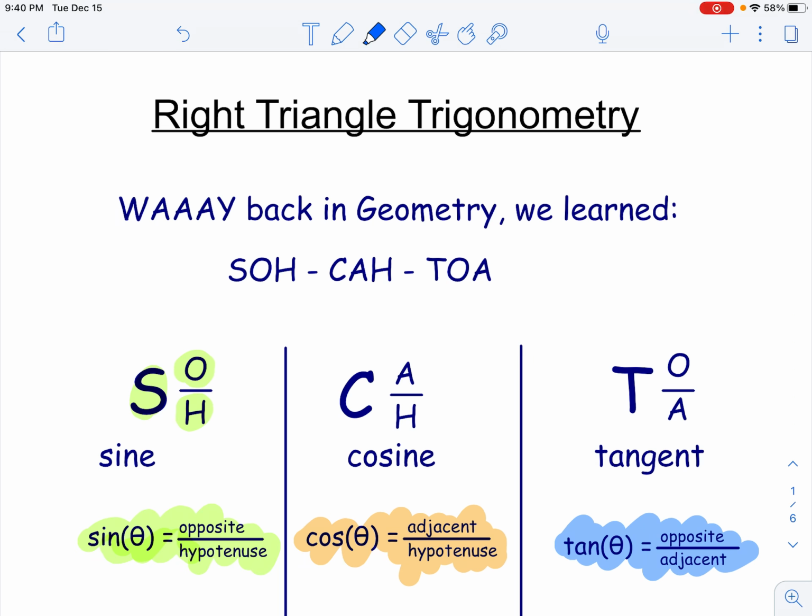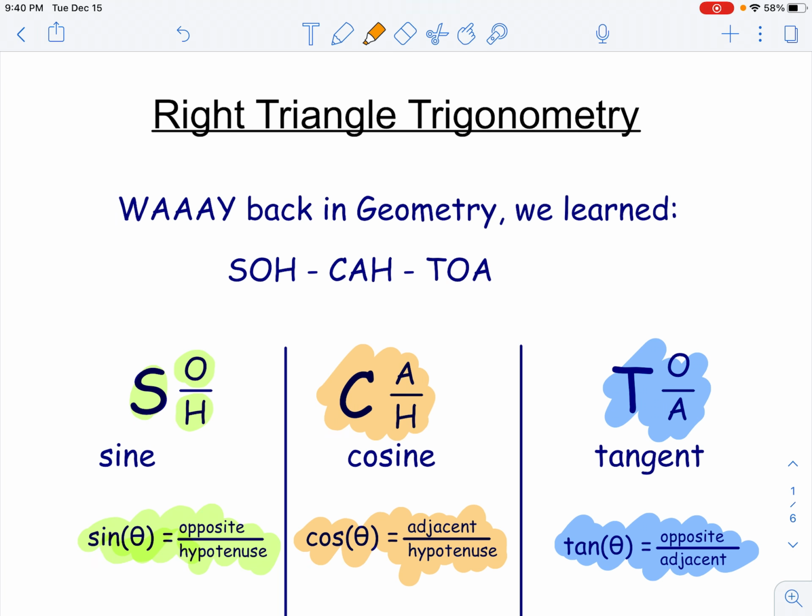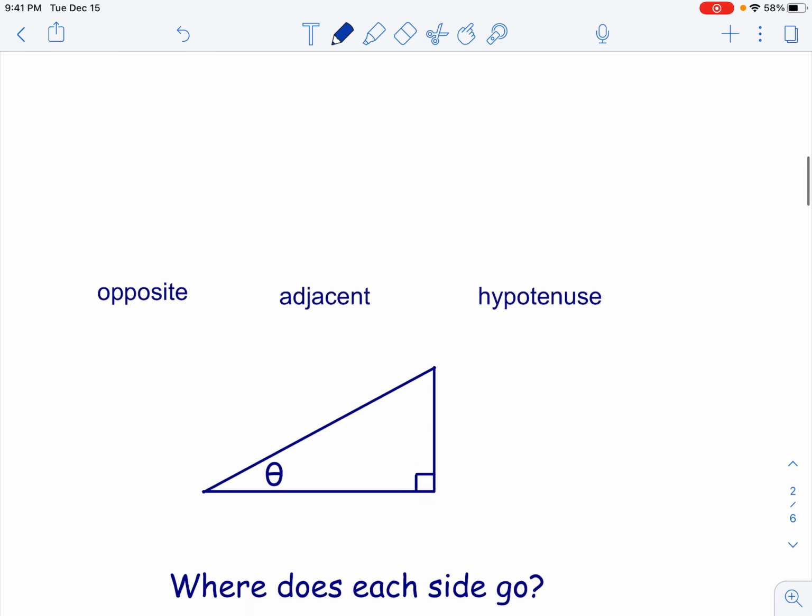SOHCAHTOA is a way that we remembered, using a mnemonic device, what sine, cosine, and tangent represent. We're going to review what this all means here, but I just wanted to refresh your memory on that whole SOHCAHTOA business. And if this is the first time you're seeing this, then real briefly, sine, cosine, and tangent are just ratios on a right triangle. Sine represents the opposite divided by the hypotenuse, cosine the adjacent divided by the hypotenuse, and tangent is the opposite divided by adjacent. That all probably sounds like a foreign language to you. I'll explain what those mean right now.